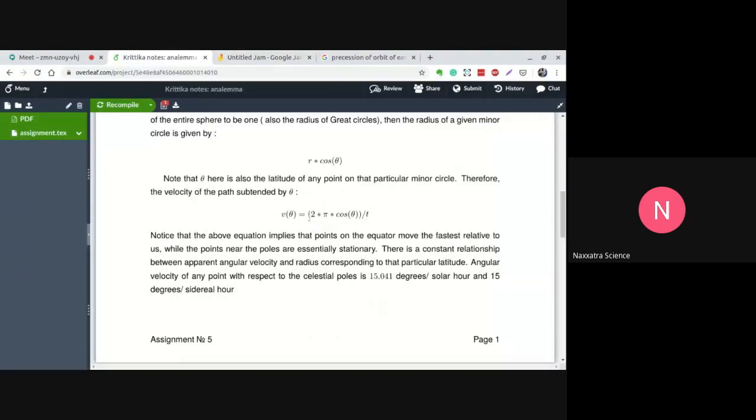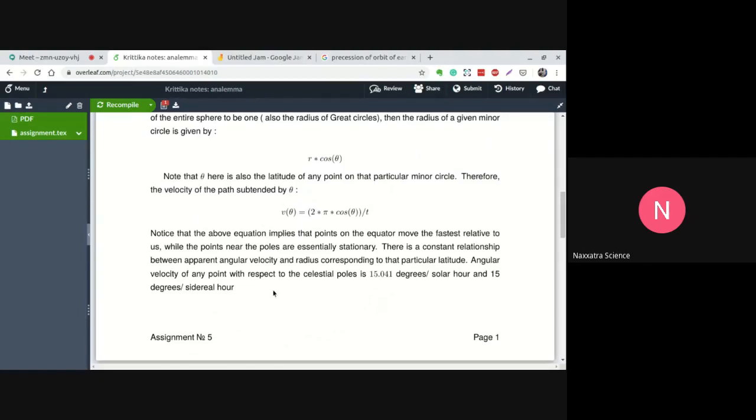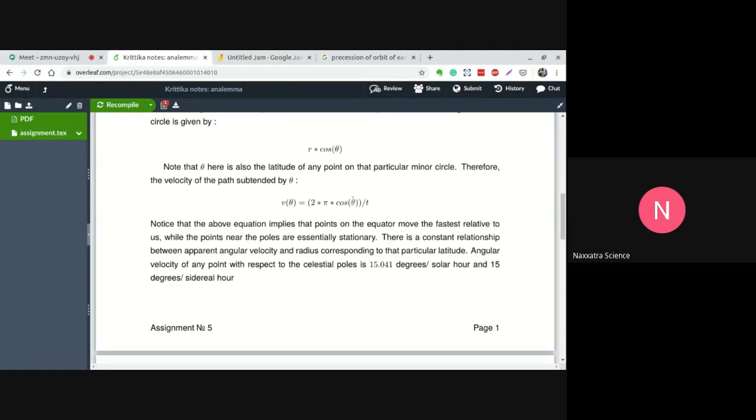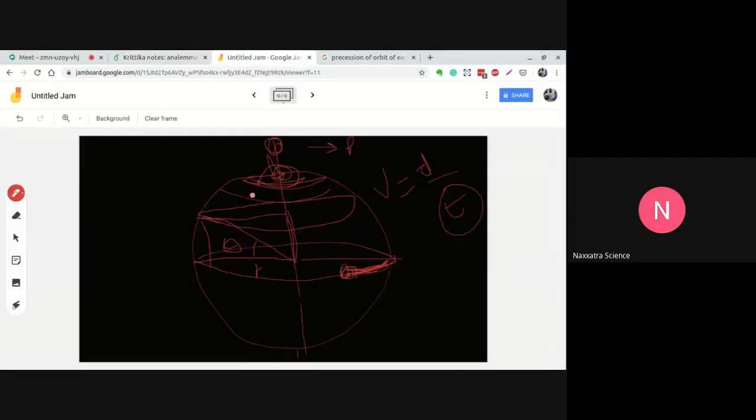So you get this expression, 2 pi. I'm taking r as 1, so you won't see r in the expression. Instead I'll write 2 pi cos theta by t. Okay, so this is my expression for apparent velocity. If you think about it, let's just call it 2 pi r, right? For any object here, what is the velocity given by? Velocity is nothing but distance by time. Distance is nothing but circumference. So you've got 2 pi r.